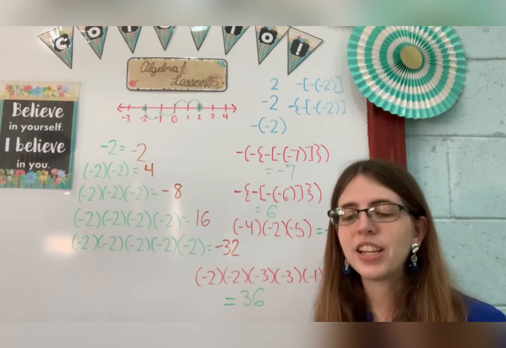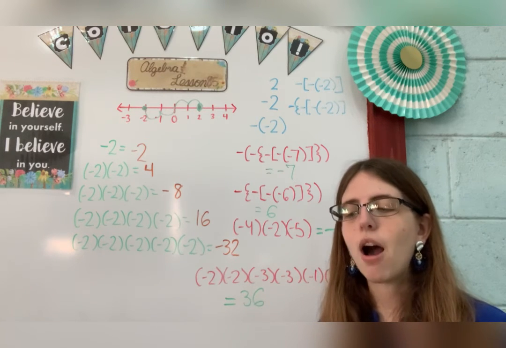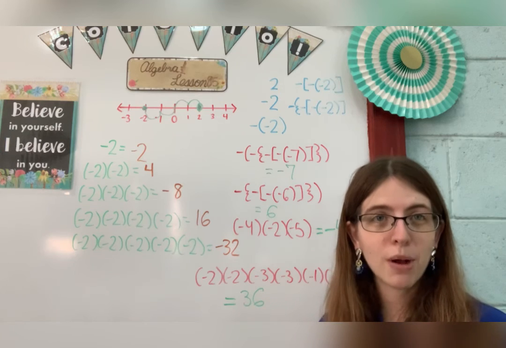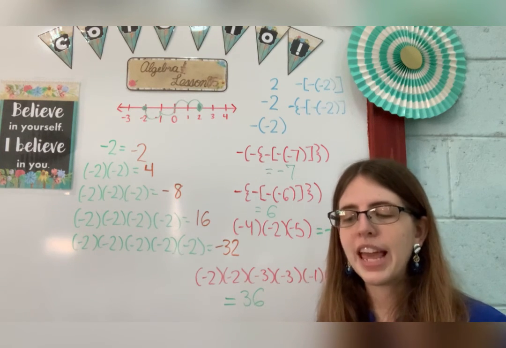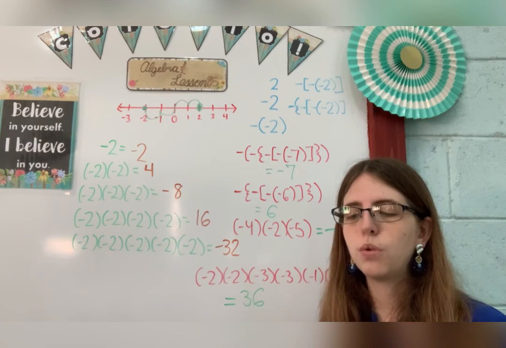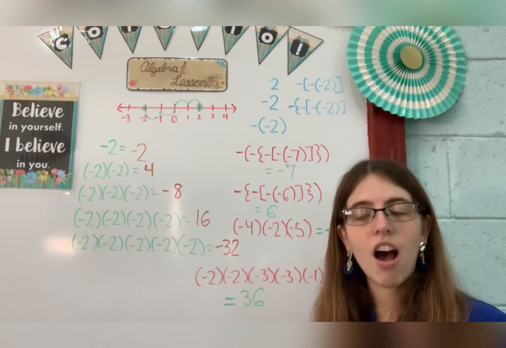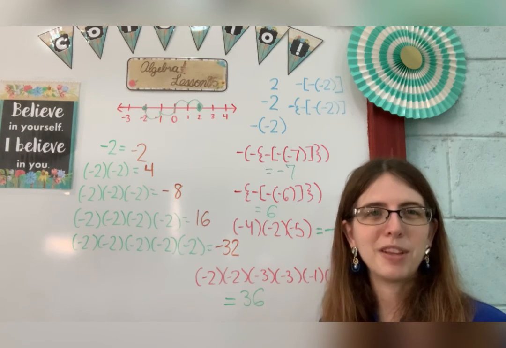Now letter E just says, is the sign of this product positive or negative? You didn't actually have to do the multiplication, you just needed to tell me positive or negative. So count the negative signs. You have 1, 2, 3, 4, 5, 6, 7. That's an odd number, so it means your answer will be negative.